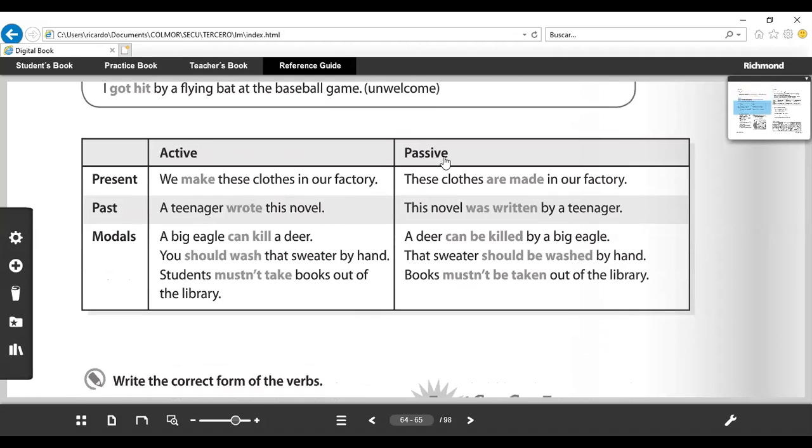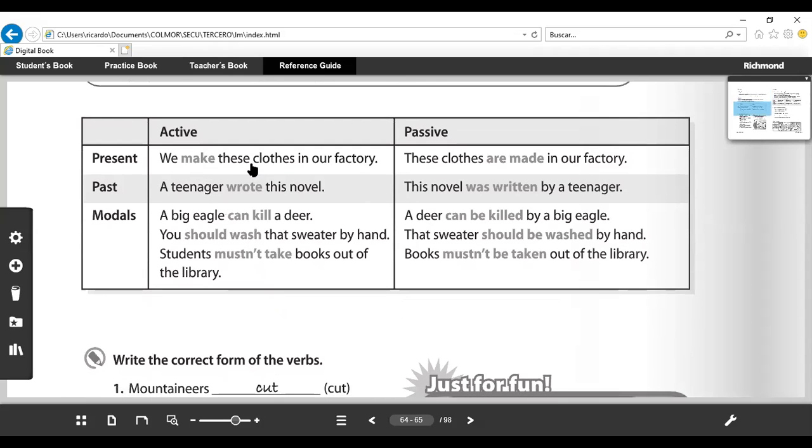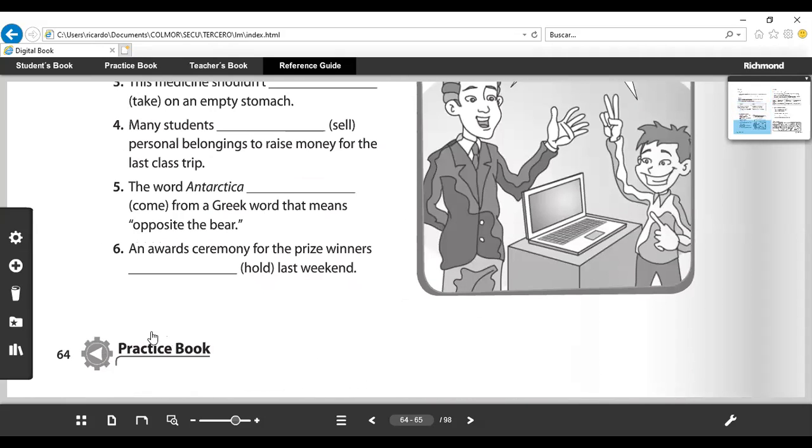Active, passive, the examples. We make these clothes in our factory. The passive form, these clothes are made in our factory. Okay? It's active because it's important who's doing the action. It is passive because it's not very important where the clothes were made. Okay? So now I'm going back to your book for more activities.